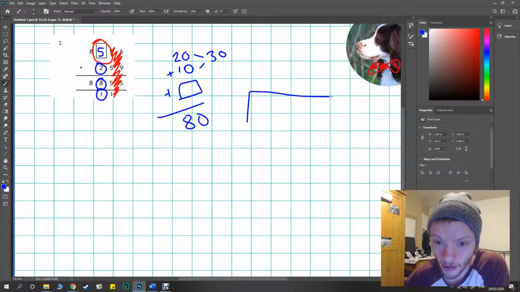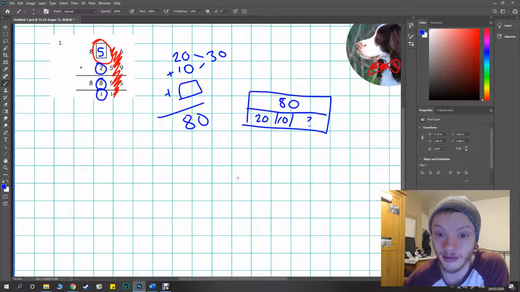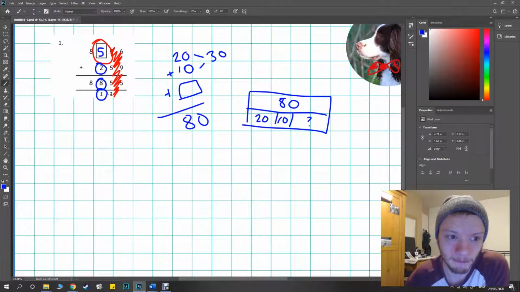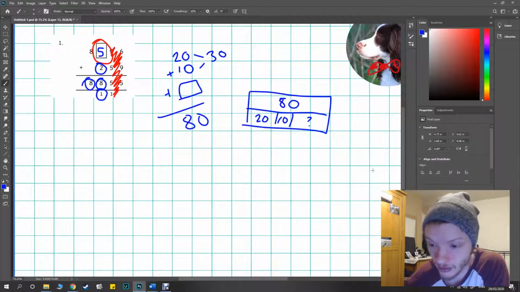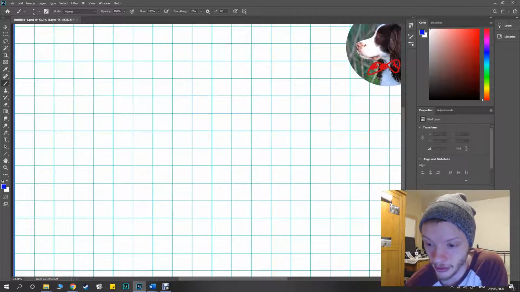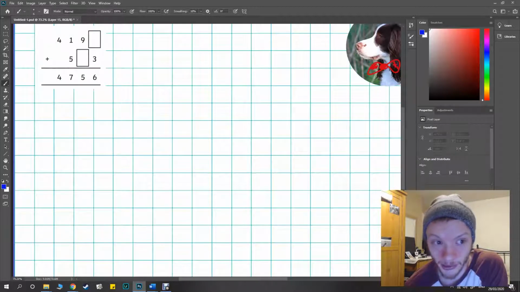In a bar model, we can think about it this way, where I've got 80 as the answer. I know I've got 20. I know I've got 10. So what is that missing number? I haven't got anything carrying there, so that works out nicely. So that 8 should be able to stay in its place. Cool, that's a nice and straightforward one for us. Alright, let's move on to this one.